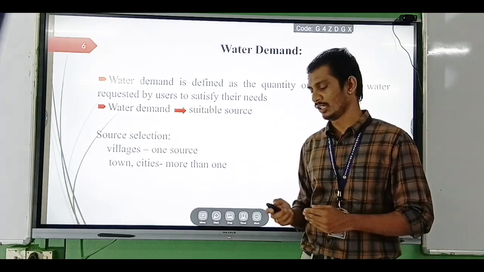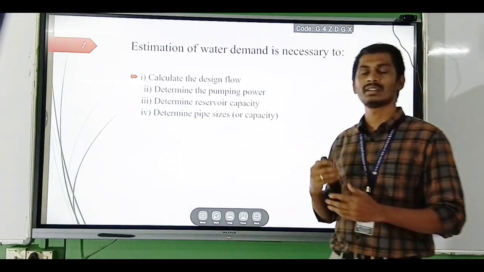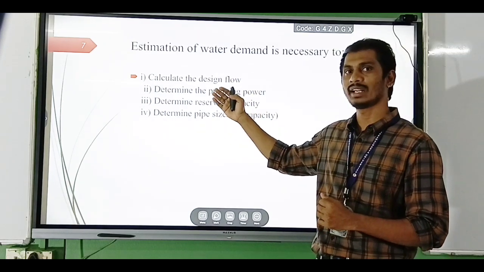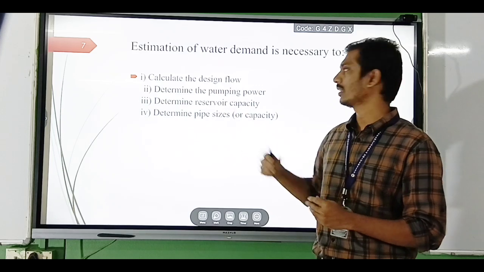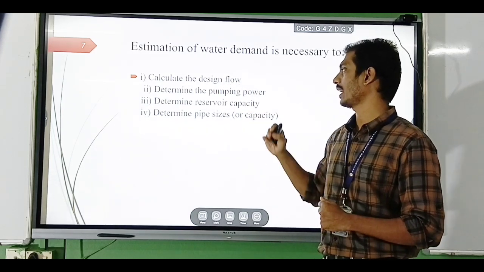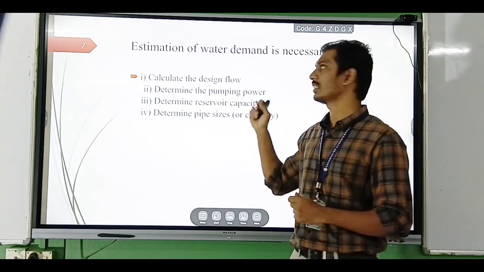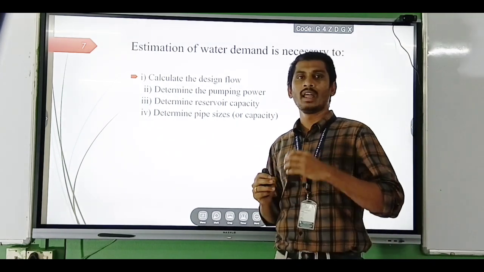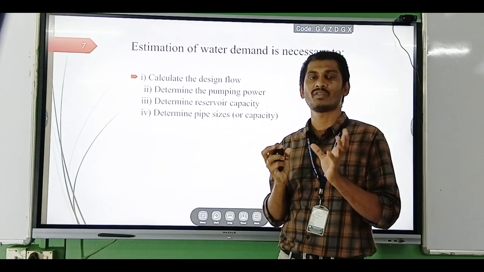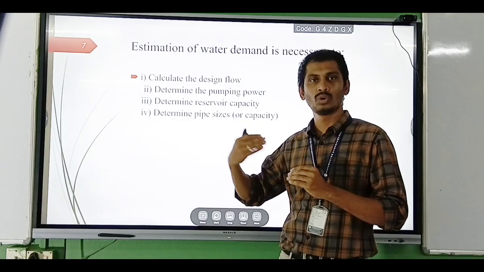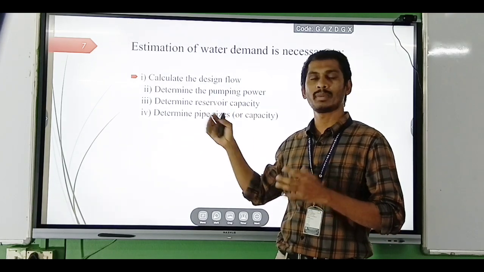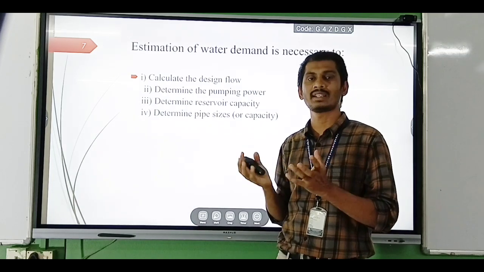satisfy their needs. Why do we need to estimate water demand? For designing or calculating hydraulic parameters like design flow, pumping power, reservoir capacity and pipe sizes, we need this water demand. Because water demand tells us how much pipe size we need to take to flow that water. Second is reservoir capacity. Based upon the population, we design the reservoir capacity.